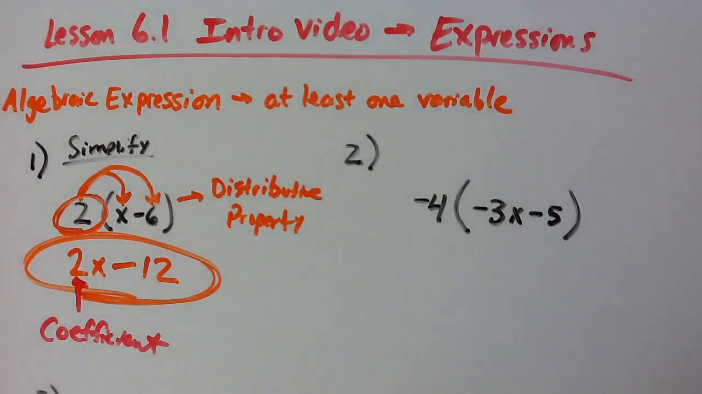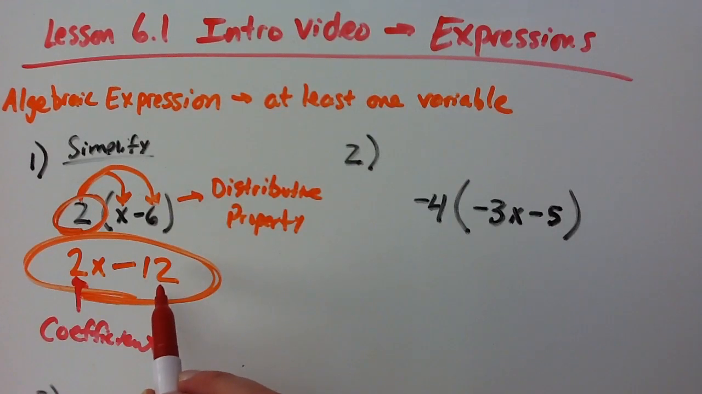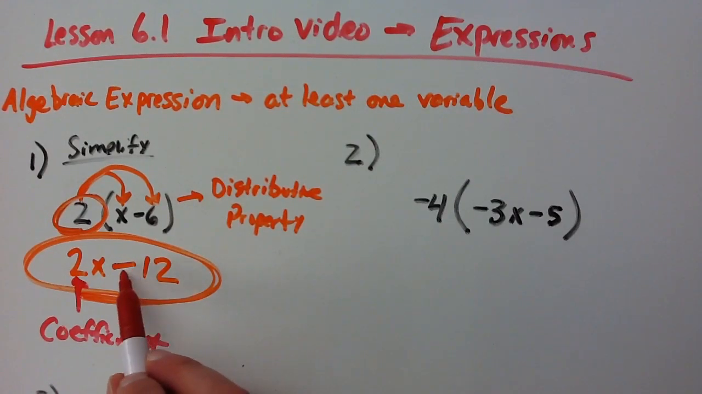What if we ask ourselves, what is the constant? In this expression, 2x minus 12, what is the constant? A constant is a number that has no variable. In this case, the constant is not 12. It looks like it may be, but again, we have to consider the sign in front of the number. The sign in front of the term always goes with the term.